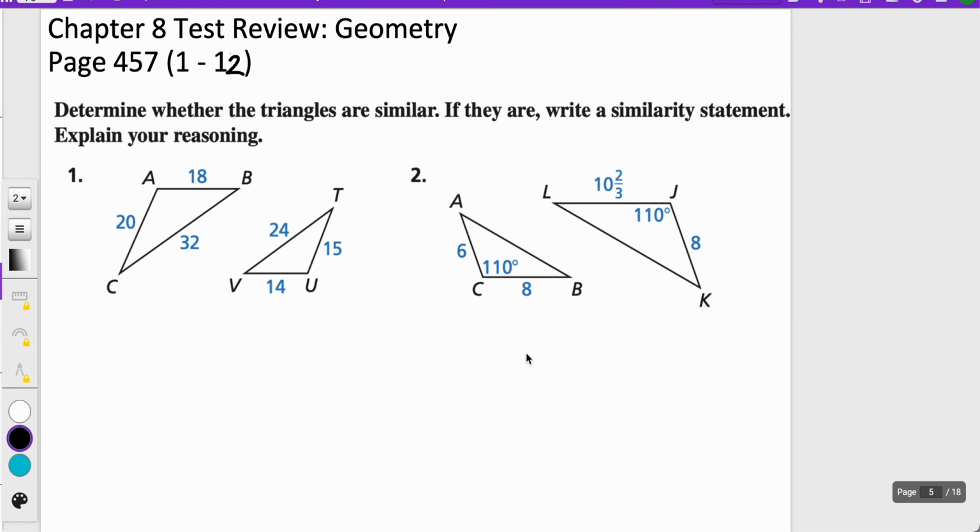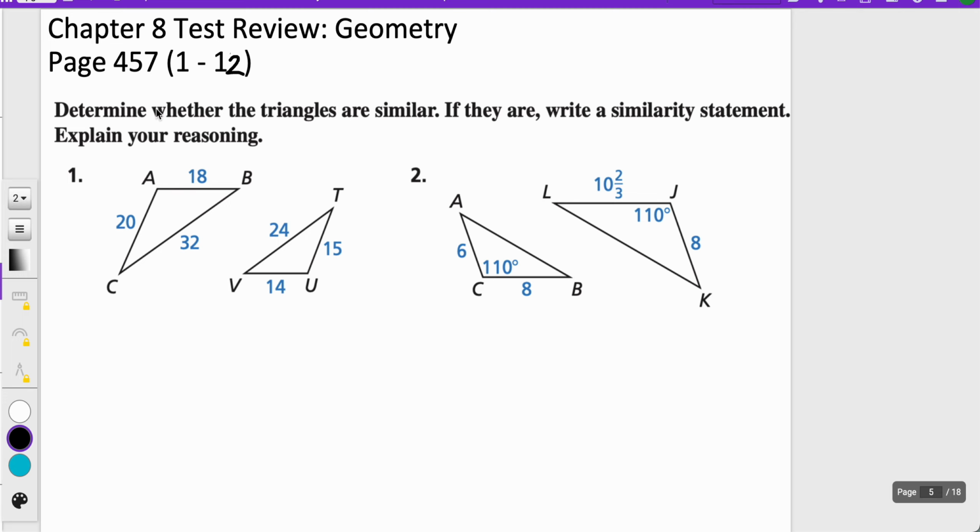Today we're looking at our chapter test review for chapter 8. So this is on page 457. We're just going to focus on questions 1 through 12 in this review. Question 13 is not necessarily one that needs to be reviewed for us for our test to be successful.